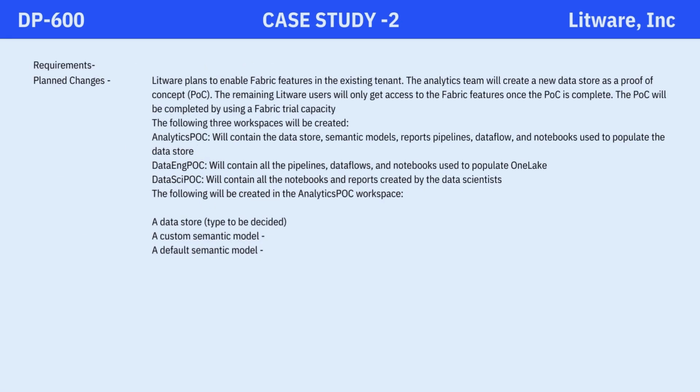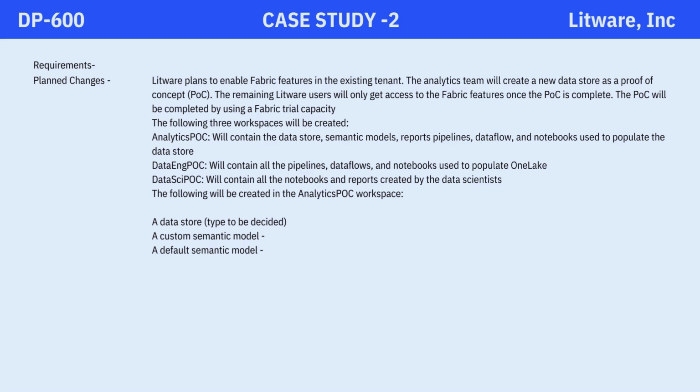Under requirements, we have planned changes, where Litware plans to enable Fabric features in the existing tenant. The analytics team will create a new data store as a proof of concept, POC. The remaining Litware users will only get access to the Fabric features once the POC is complete. The POC will be completed by using a Fabric trial capacity.